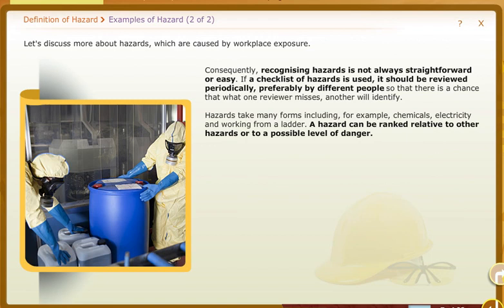Let's discuss more about hazards which are caused by workplace exposure. Consequently, recognizing hazards is not always straightforward or easy. If a checklist of hazards is used, it should be reviewed periodically, preferably by different people, so that there is a chance that what one reviewer misses, another will identify. Hazards take many forms, including, for example, chemicals, electricity, and working from a ladder. A hazard can be ranked relative to other hazards or to a possible level of danger.